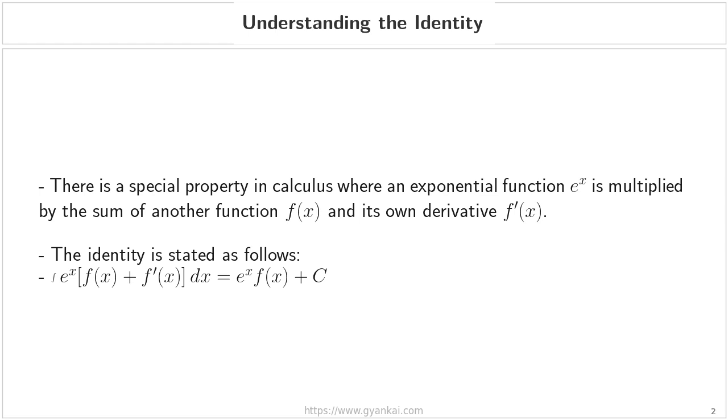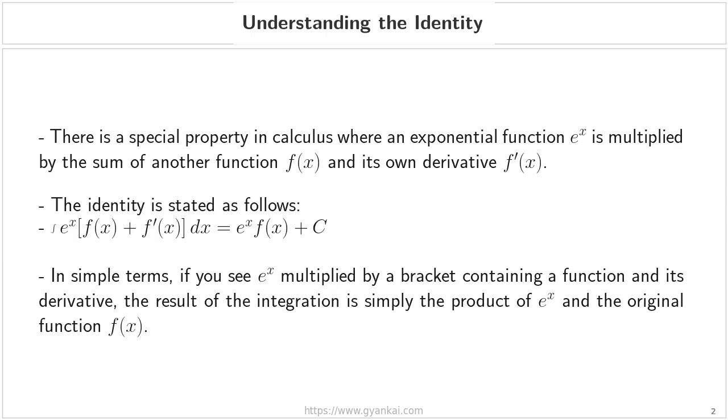The integral of e to the x, multiplied by the quantity f of x plus f prime of x, with respect to dx, is equal to e to the x multiplied by f of x, plus the constant of integration, c. Let me say that again, just to make sure it's clear. The integral of e to the x times f of x plus f prime of x, with respect to dx, simplifies to e to the x times f of x plus c.